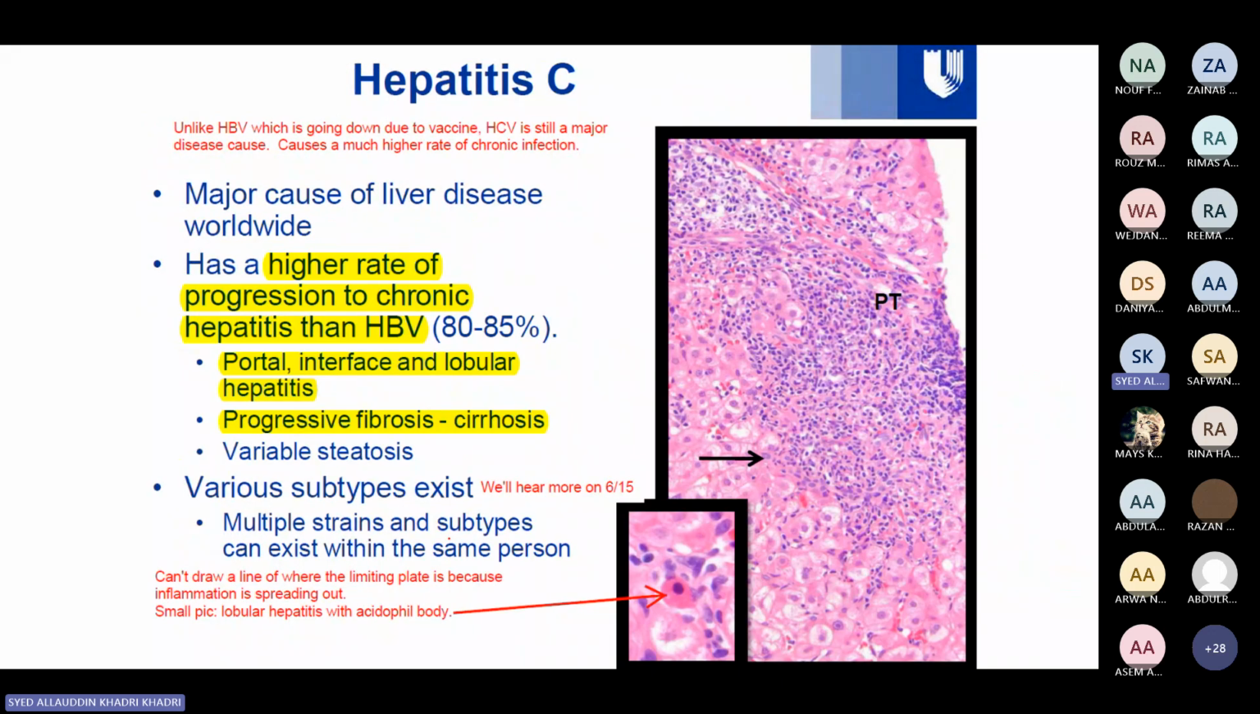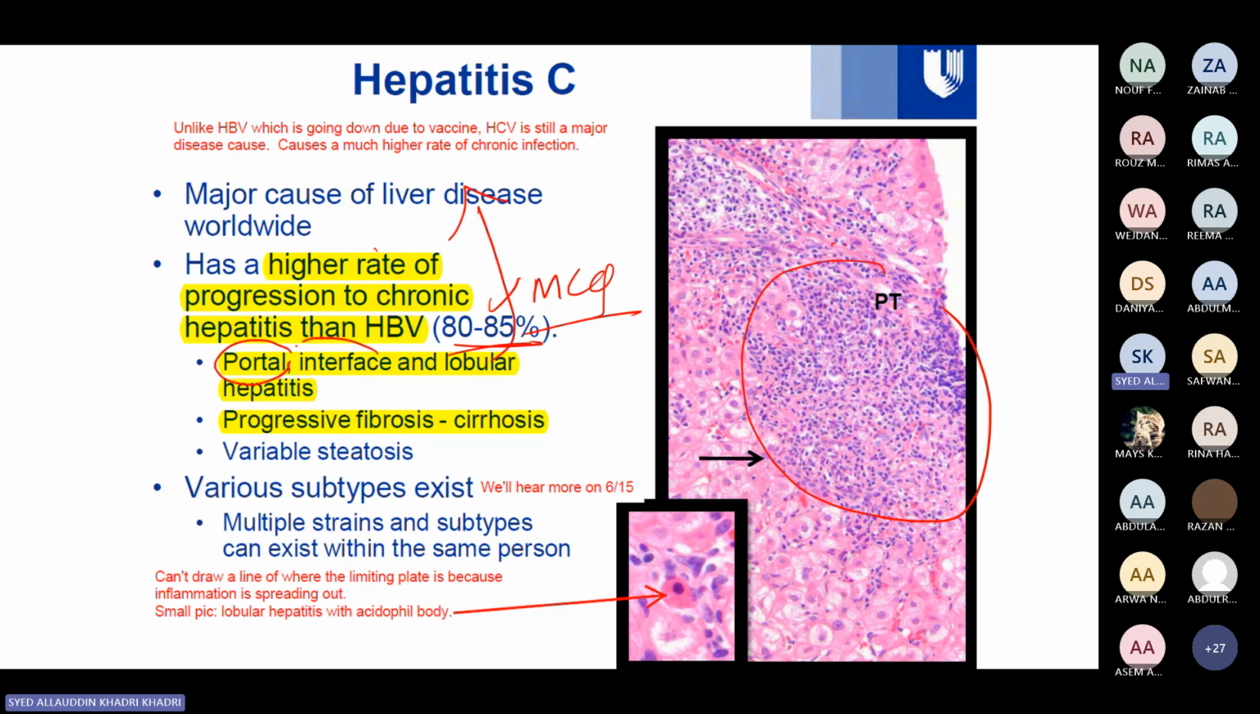Okay, we have hepatitis C, where you can see the lymphoid follicle over here very clearly in the hepatocyte area. It's a major cause of liver disease, still a major cause in the whole world. It has a higher rate of progression to chronic hepatitis, and this is an MCQ which comes in the examination. 80 to 85% of hepatitis C go to the chronic stage.